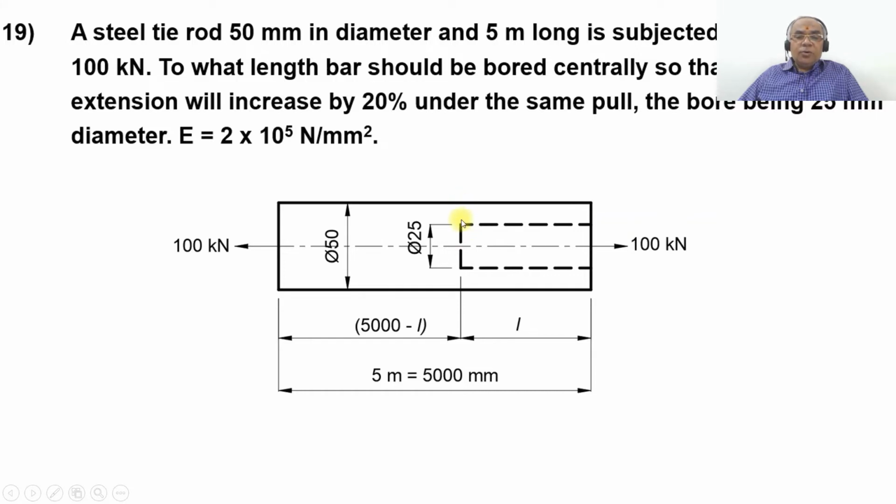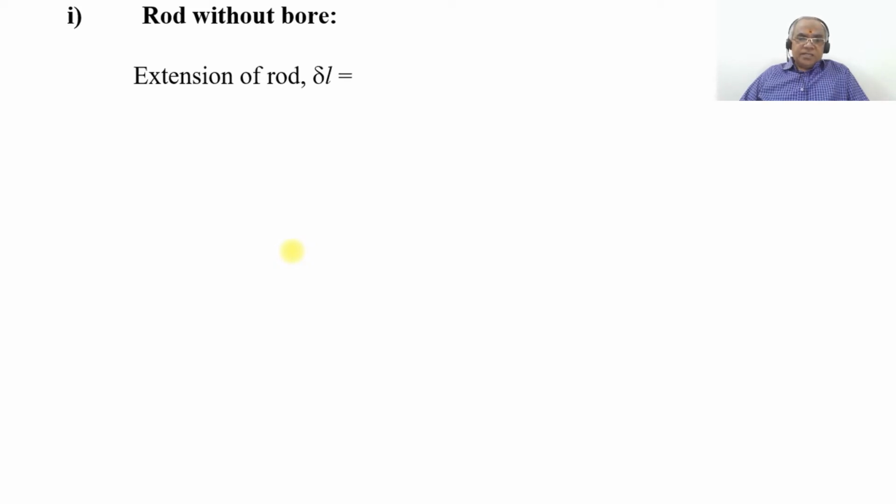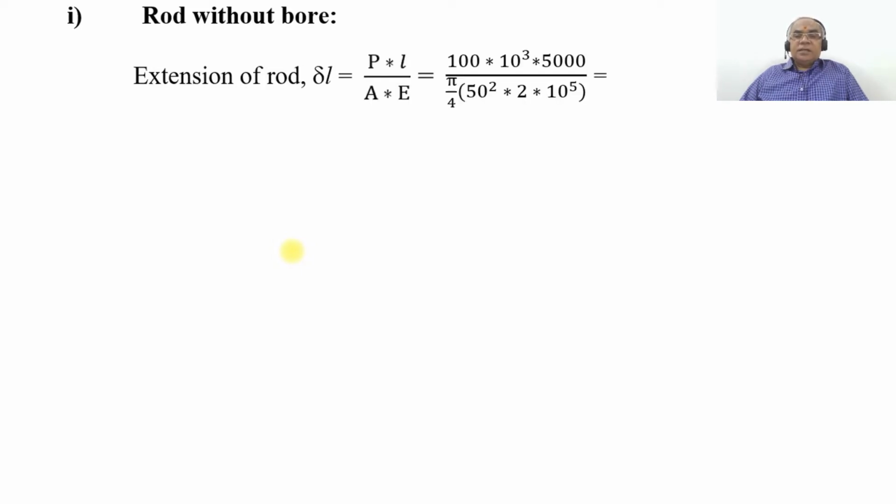We take the cross-section of the bar without the bore, and we also have to consider the cross-section with the bore. So the rod without the bore is what we first consider. What is the extension of the rod? That is delta L, given by P into L by A into E. What is P? P is nothing but 100 kilonewton, so 100 into 10 to the power of 3.